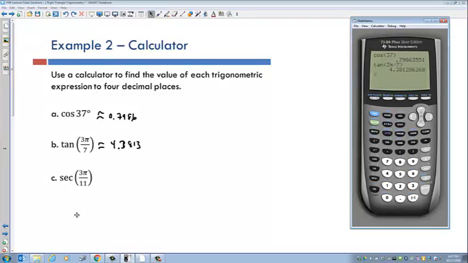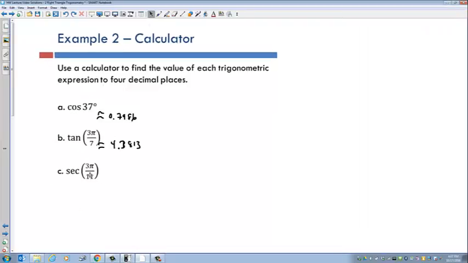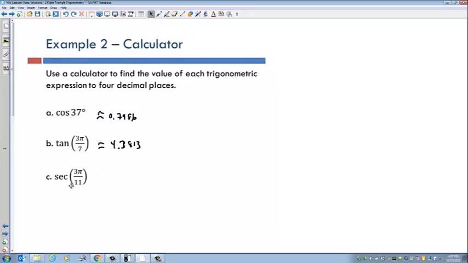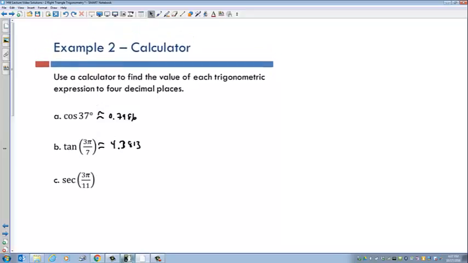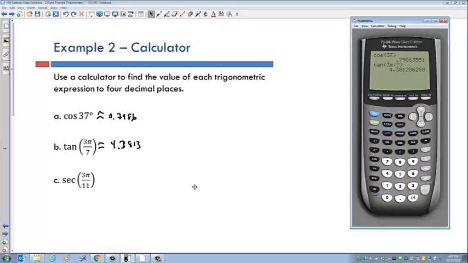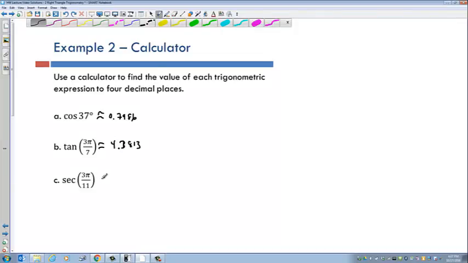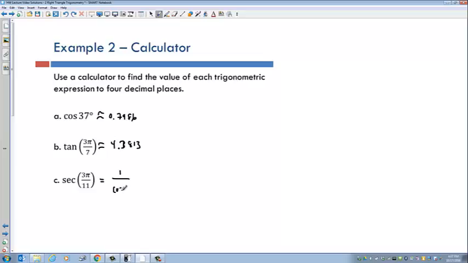And then we'll do one more here, the secant. Now, in order to do the secant, you'll notice that you're going to have a bit of a problem because there is no secant button on your calculator, and we'll learn what I'm about to say here. What you'll learn is that the secant is actually 1 over cosine. So this is the same as 1 over cosine of 3 pi divided by 11. And so we can plug that into our calculator.